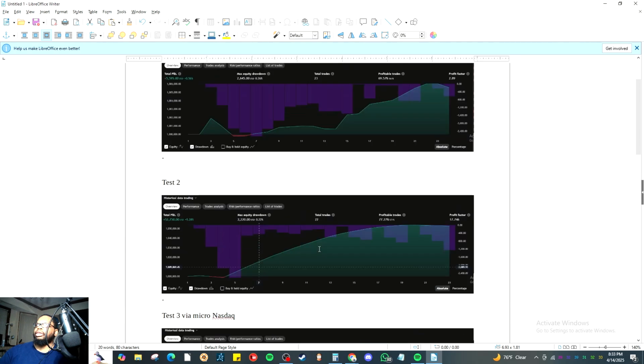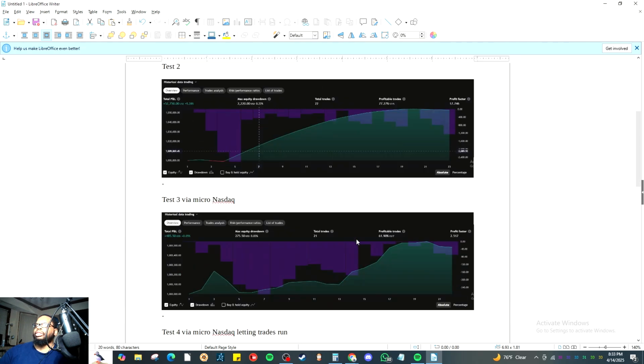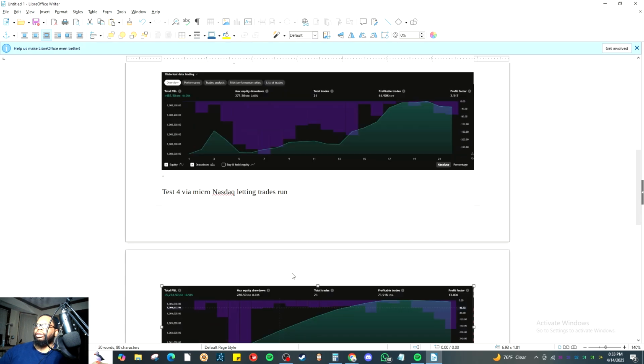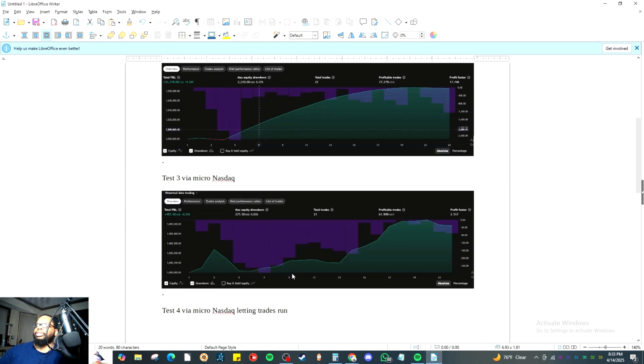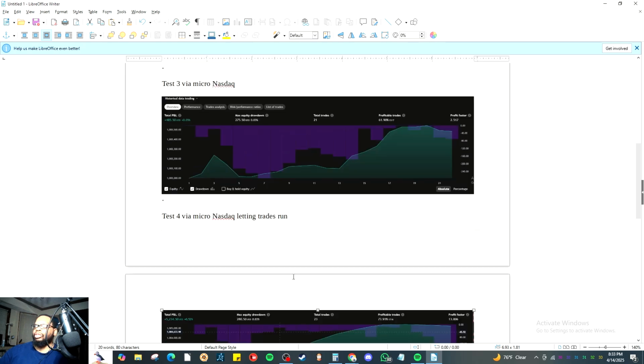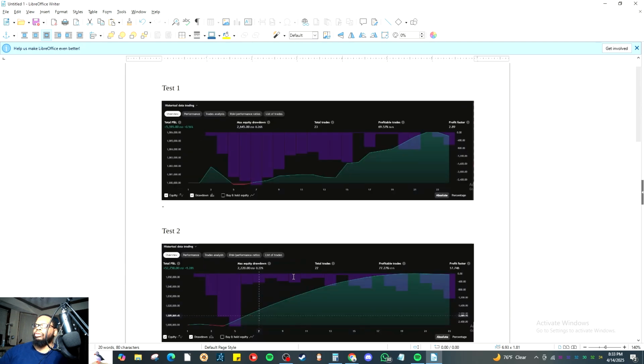As you can see, I had 21 trades. This one had 23 trades. This one had 21 trades. But the difference is that on this one I was trading the micro contract. But you can still see it's around 20, we'll just say between 20 and 23 trades.